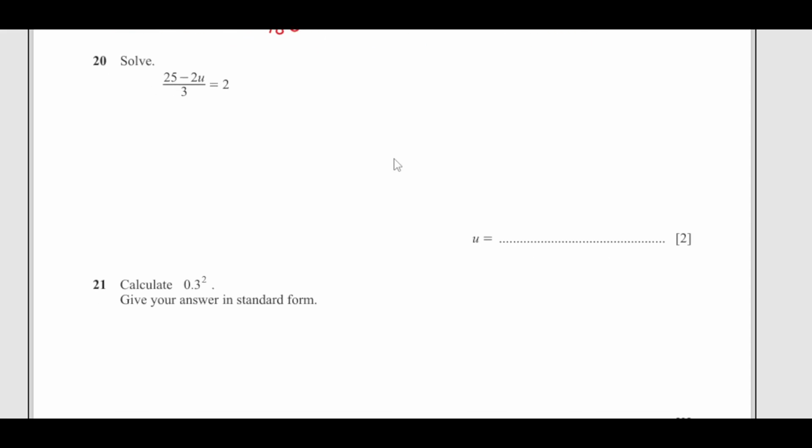Okay, now solve (25 minus 2u) over 3 equals 2. So this 2 is 2 over 1, so now you cross multiply, so then you will have 3 times 2 and 25 minus 2u times 1 remains, that is 3 times 2 is 6. So now I'm bringing 6 to the left hand side and taking 2u to the other side, that will become positive. So this is 19 equals 2u, divide by 2, divide by 2. This 2 and 2 is gone, 19 over 2. 19 over 2 is 9.5, right?